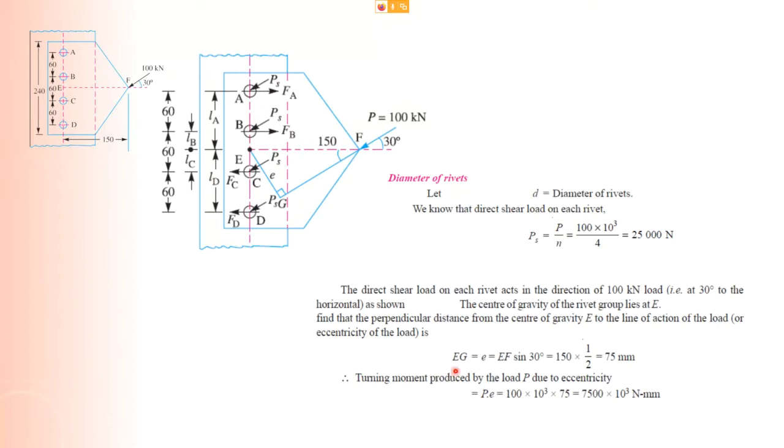Then the next thing is you have to find out the EG, that is the eccentricity. Why? Because you need to know the total turning moment, that is P times E. So that is why you have to find the eccentricity E. So P times E will give you 7,500 times 10 to the power of 3 Newton millimeter.